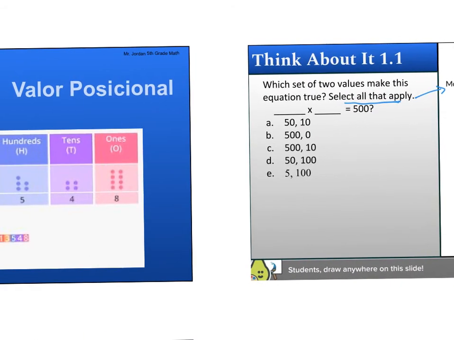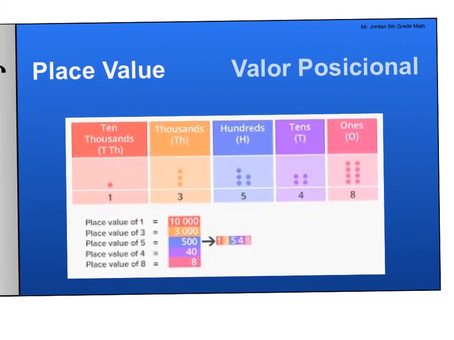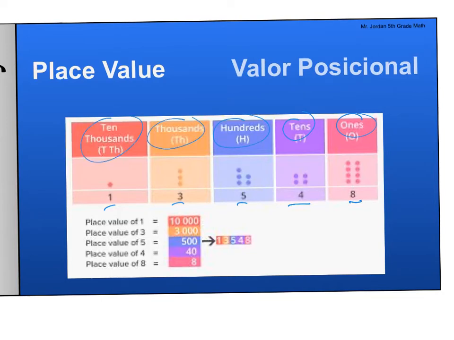So we have some vocabulary words here. Place value, valeur positionnelle. If we have the ones place, then tens, hundreds, thousands, and 10,000s. Here are the ones, tens, hundreds, thousands, 10,000s. So when I have a number written, like 548, the 8 is in the ones place, and the 5 is in the hundreds.